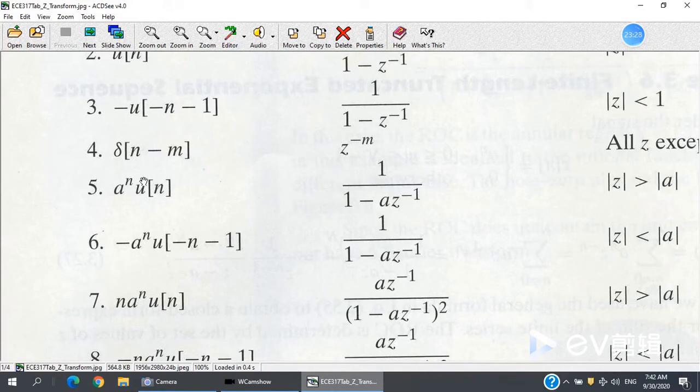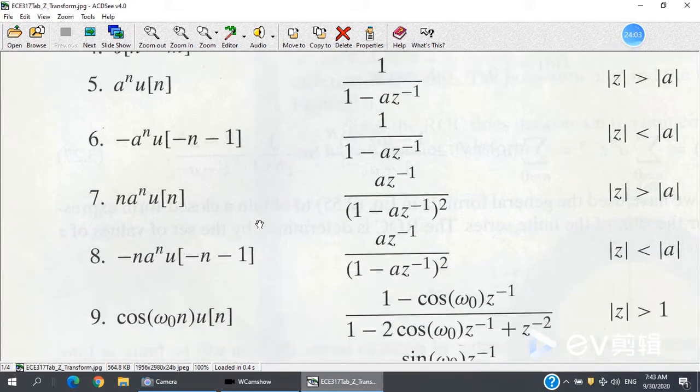ROC of a to the n times u of n. And this is the ROC. This is the transform, this is the signal. And 6 is another signal. But the transform functions are the same. However, the ROCs are different. Right? These two have different ROCs. One is larger than a value, the other is smaller than the value. Okay, so this is 5 and 6.